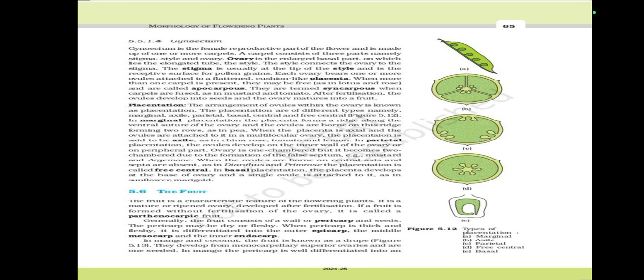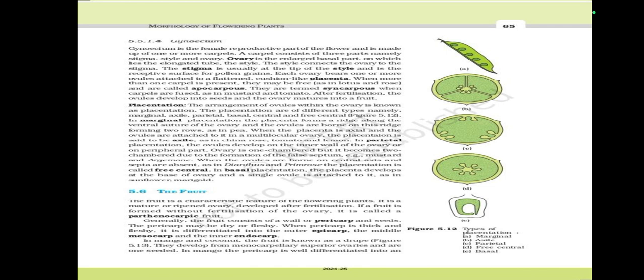Each ovary bears one or more ovules attached to the flattened cushion-like placenta. When more than one carpel is present, they may be free, as in lotus and rose, and are called apocarpous. They are termed syncarpous when carpels are fused, as in mustard and tomato. After fertilization, the ovules develop into seeds and the ovary matures into a fruit.